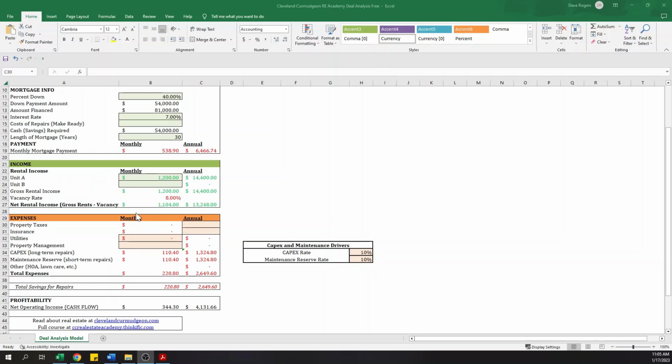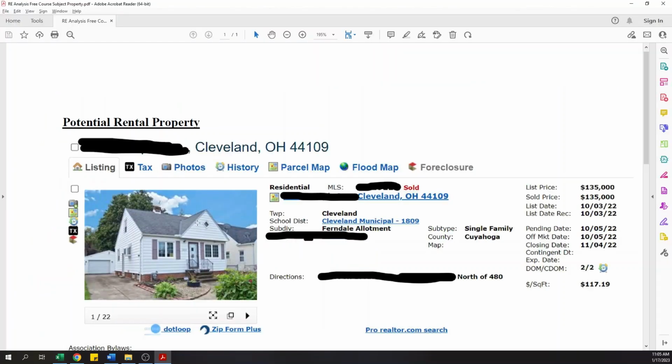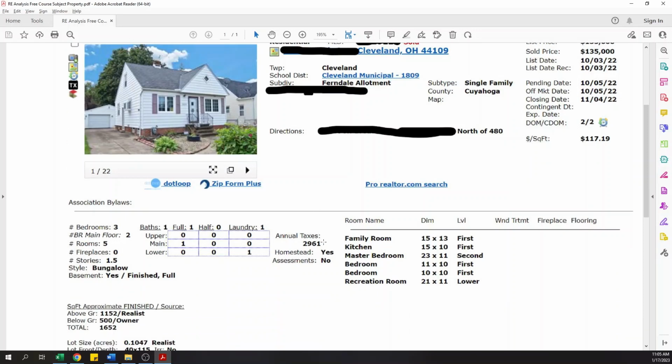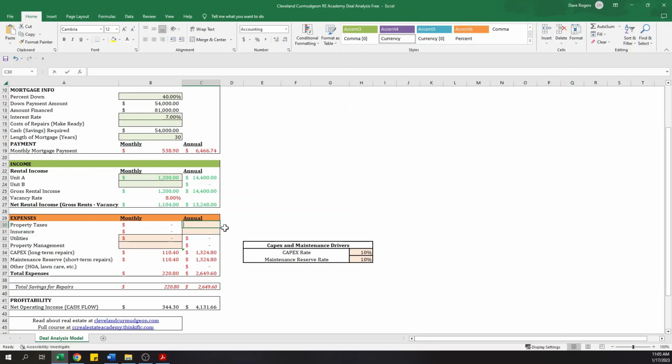All right, let's move on to our next section, which is going to be expenses. The first one is going to be property taxes, and again, we're filling in the shaded boxes. So we're going to go from annual to monthly for property taxes. And if we look back at our MLS listing, the taxes are going to be right here, $29.61. So we'll type that in, $29.61 turns into $246 a month approximately.